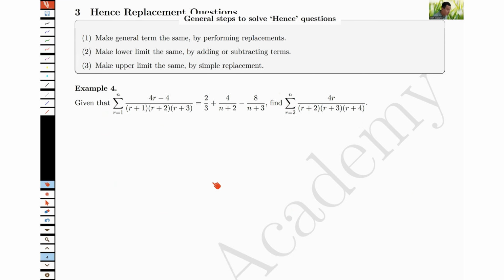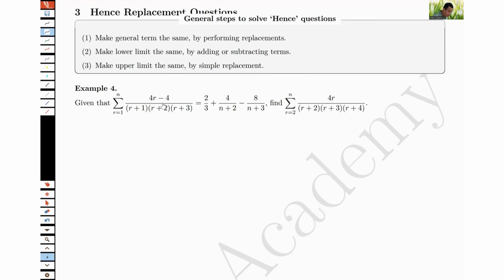Hence, question types where you will replace the R. In this kind of questions, you will be given a particular sum. The general term that you want to find looks a little bit different. This question type, the general term looks a bit different, but can be made the same with a replacement.